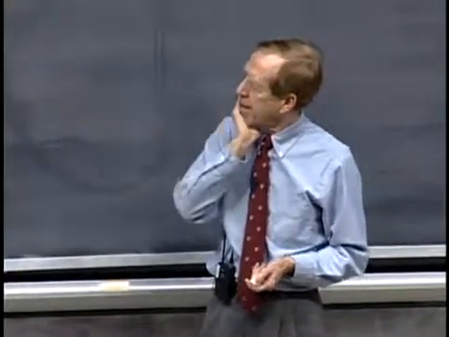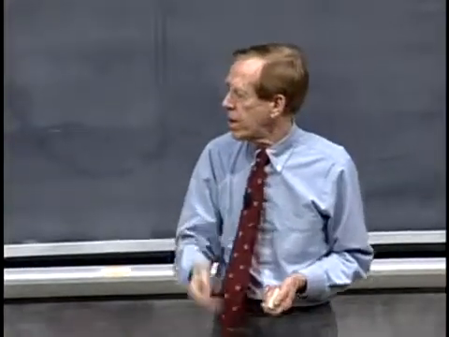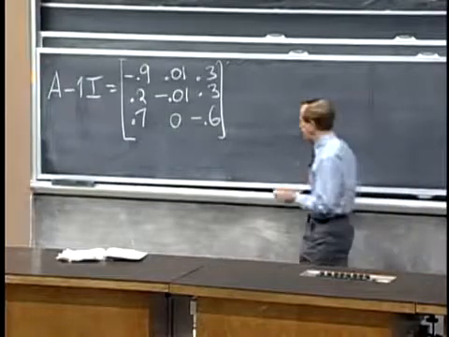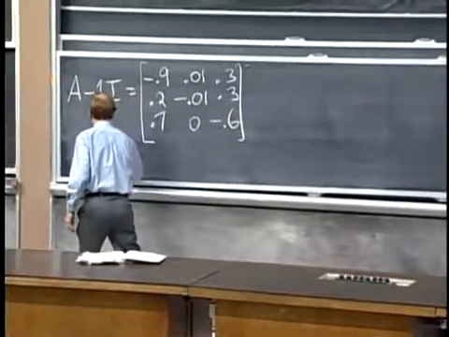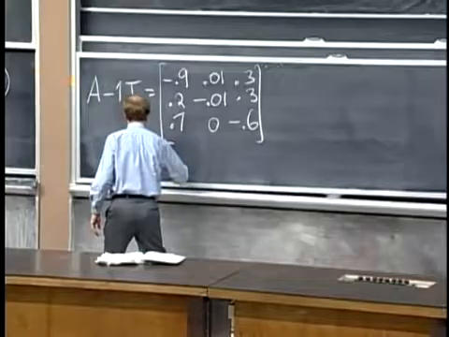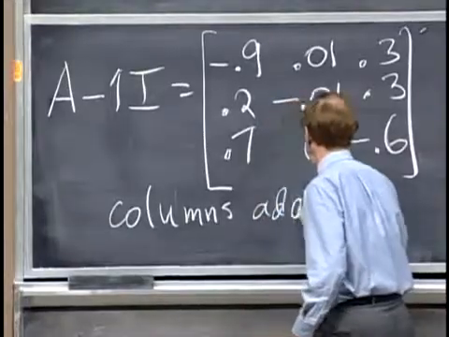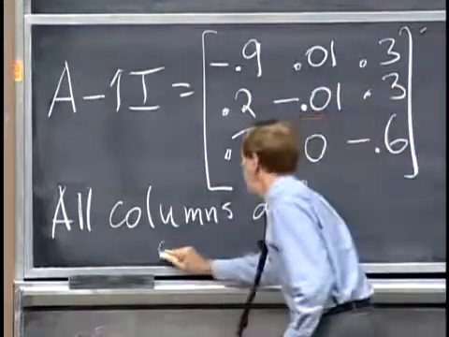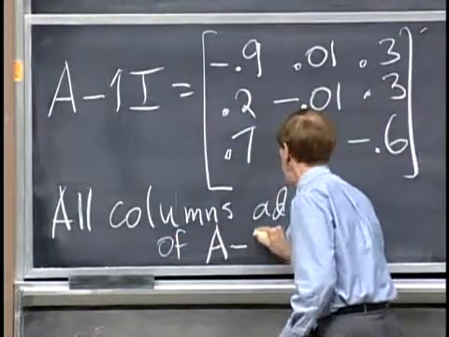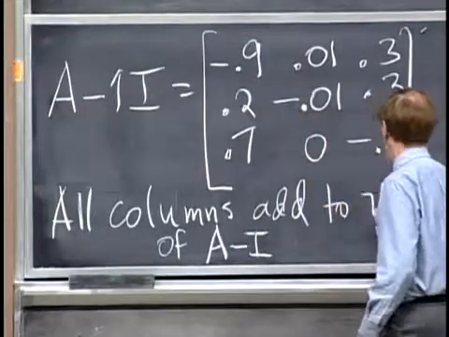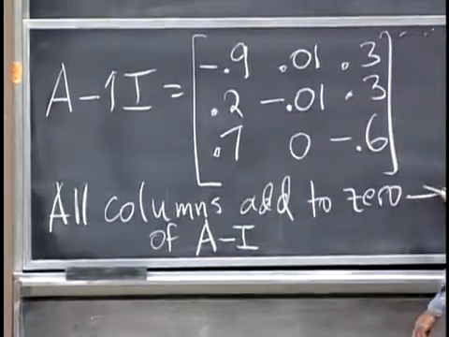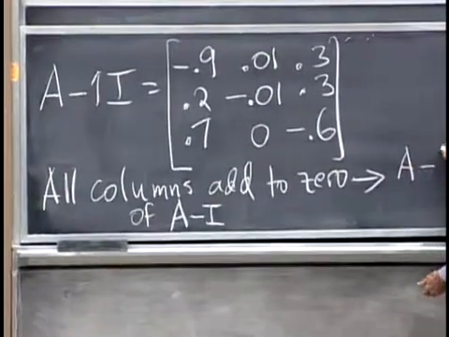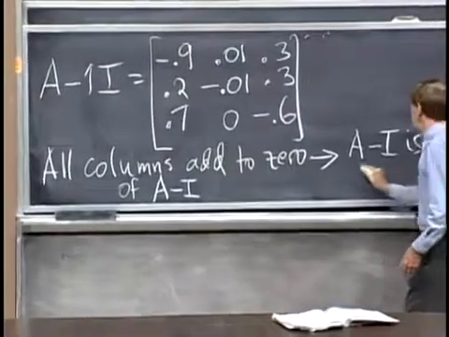So what is it about that matrix? Well, you could look at its columns now. What do they add up to? 0. The columns add to 0. So all columns of A minus I add to 0. And then I want to realize that this means A minus I is singular.